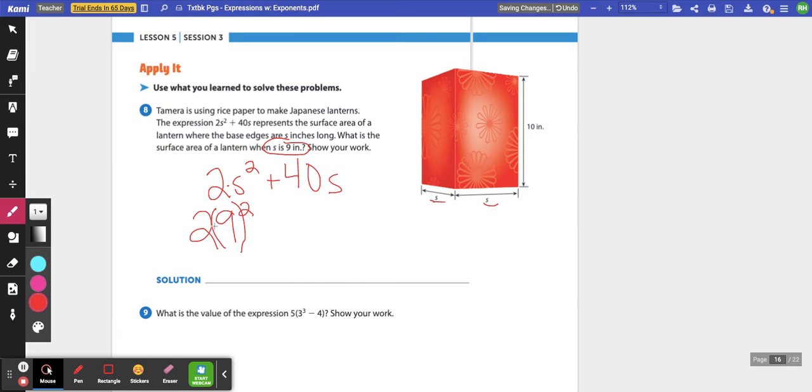If you want to do the multiplication dot, you can. If you want to do the parentheses, you can. You can use an X, but remember, sometimes once we have letters in our algebraic expressions, it looks like multiply. So I'm going to put 2 times 9 squared plus 40 times 9. It's not 409, it's 40 times 9.